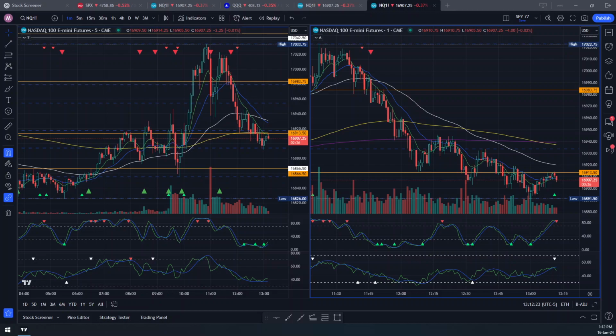I rather try to close all my positions, whatever I have. If I'm trading the news like I did today at 8:30, then basically before 9 or by 9:10, 9:15, I try to close all my positions.